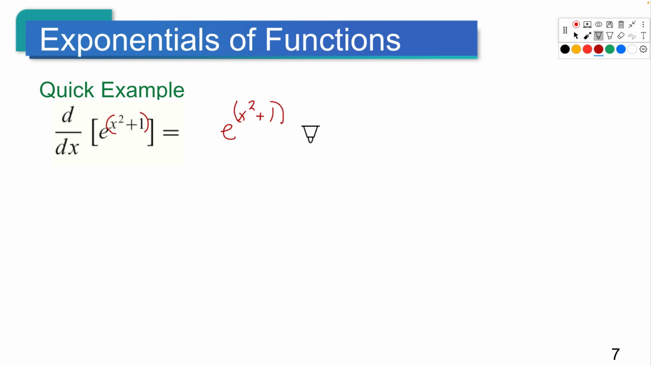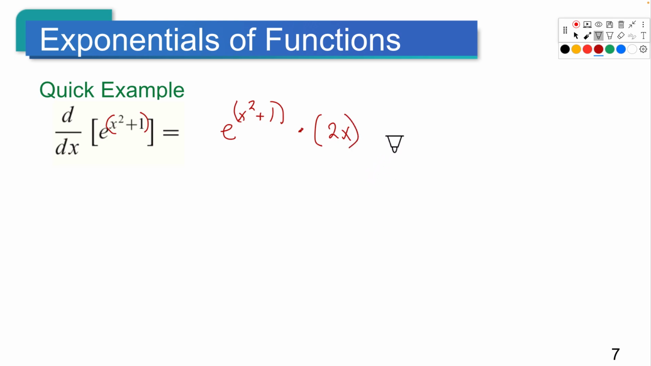And then just remember chain rule. Now we've got to multiply by the derivative of the exponent. So the derivative of x squared is 2x to the 1 power. Derivative of 1 is 0, so plus 0. We don't have to write that.